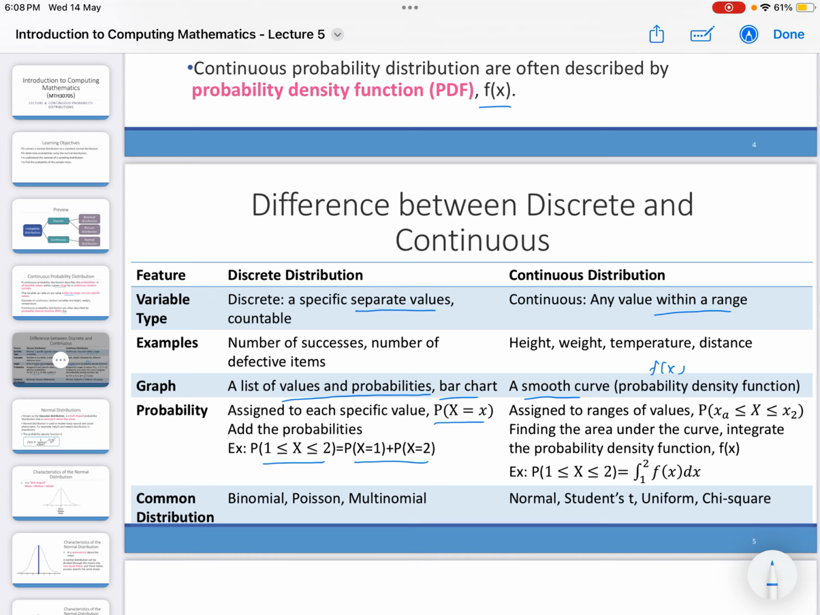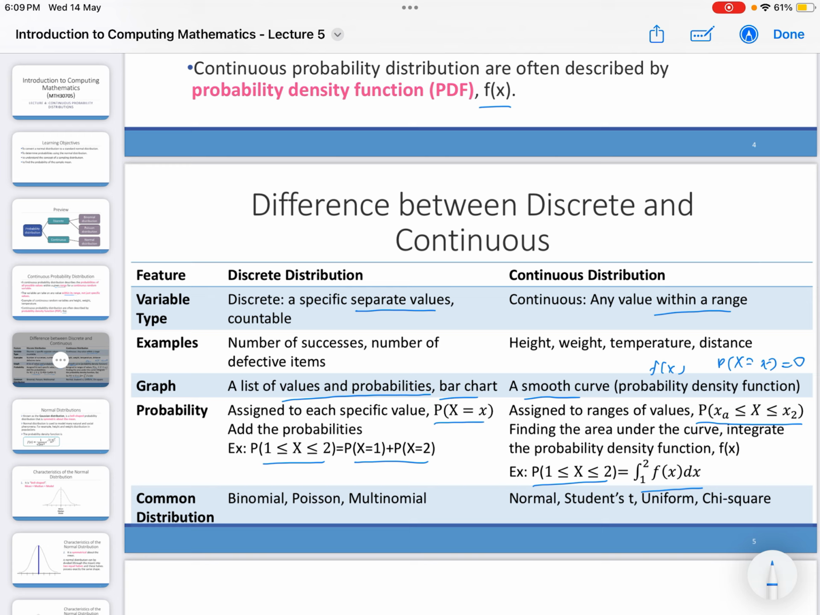For continuous, we cannot find the probability of X equals x, but we can find the probability of X within a range. Let's say we have X between x1 and x2. This is within a range, but if you want to find the probability of X equals some value, this will be equal to 0. You cannot find it for continuous. So let's say we want to find the probability of X between 1 and 2. Basically, we are finding the area under the curve, and we integrate the probability density function to find the probability. This equals the integral from 1 to 2 of f of x dx.